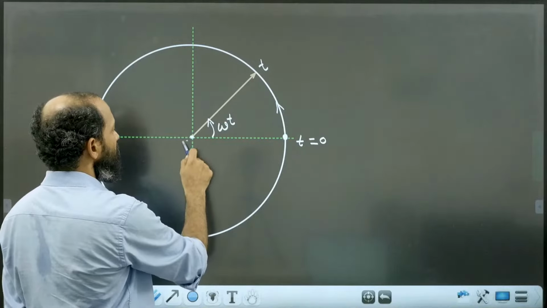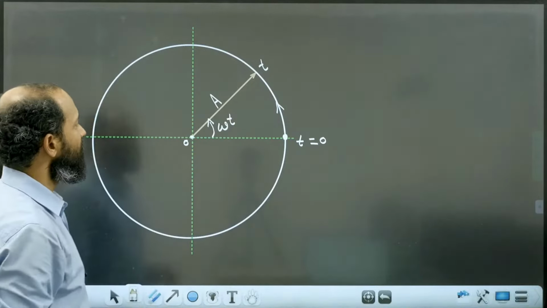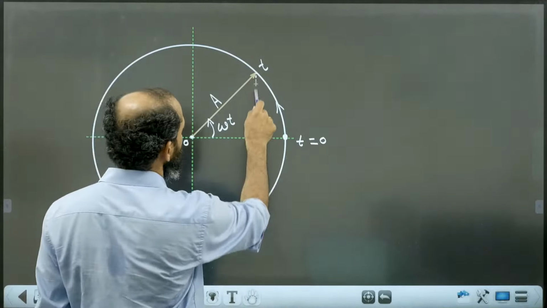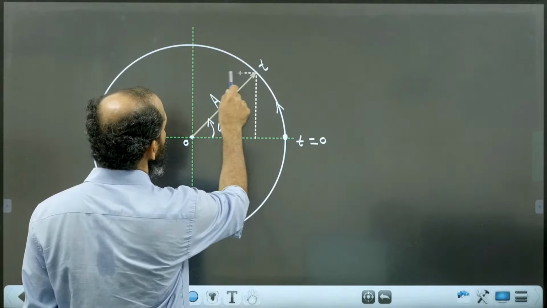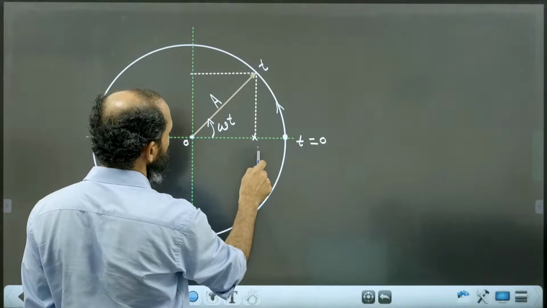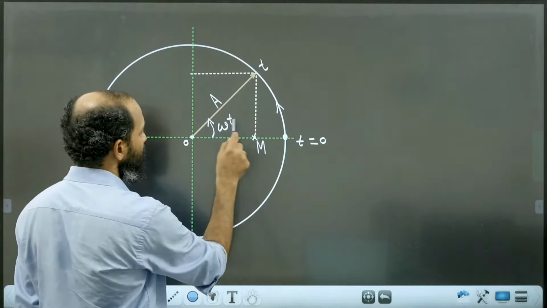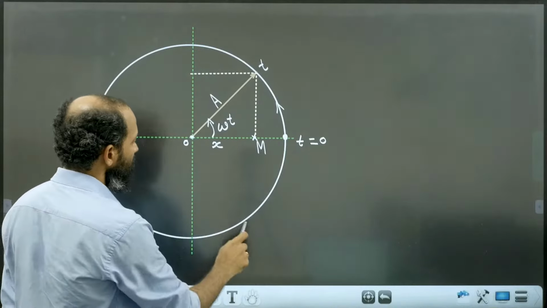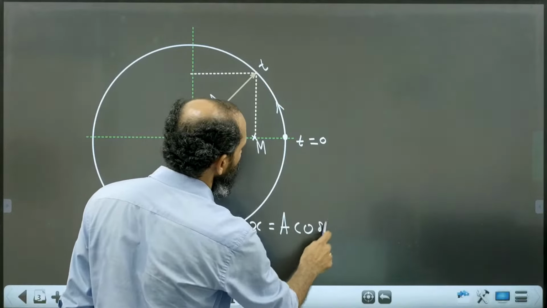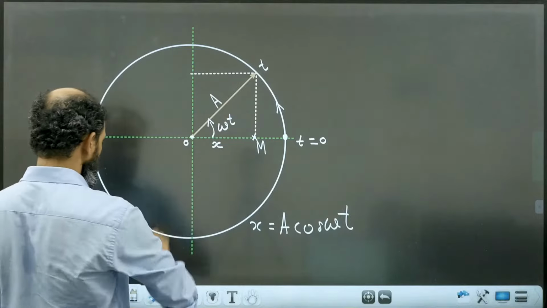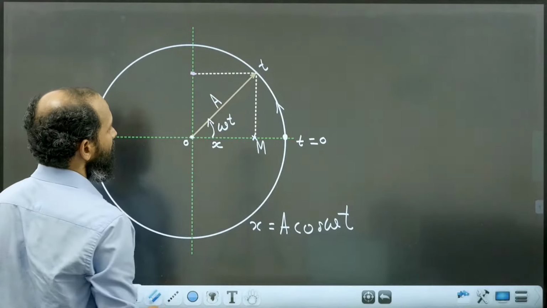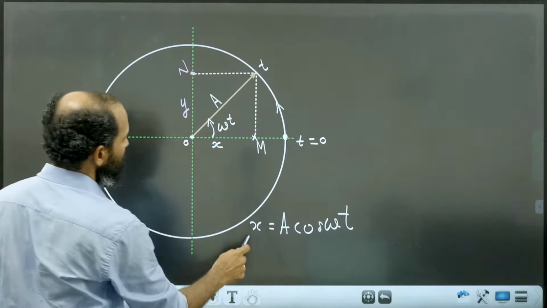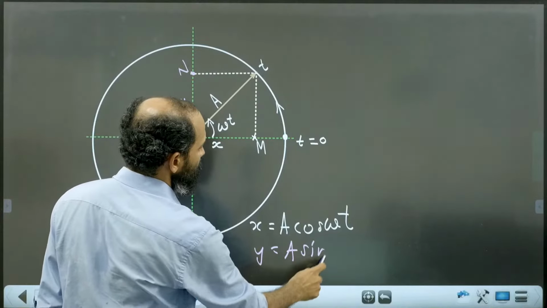The radius of the circle whose center is at O is A. Then, dropping a perpendicular from the tip of that radius vector onto the x-axis, you get the foot of that perpendicular at the point M. So the distance from O to M may be measured as x. That may be written as x is equal to a cos omega t. We have further dropped a perpendicular from that particle onto the y-axis whose foot is N. So that distance may be written as y. So y can be measured as a sine omega t.